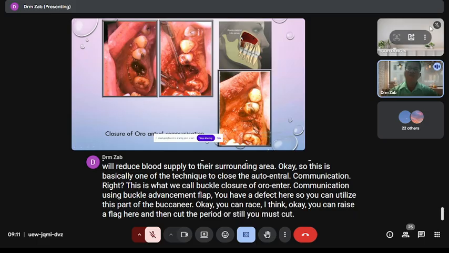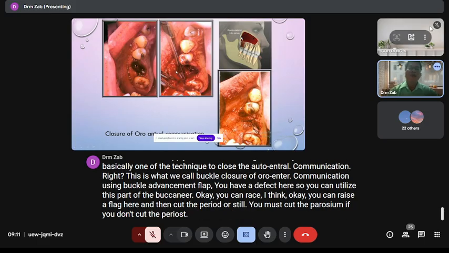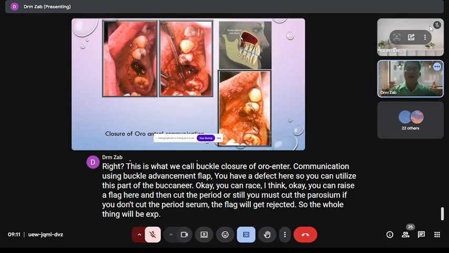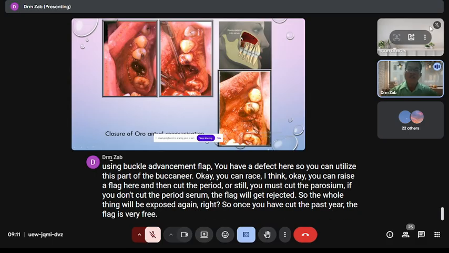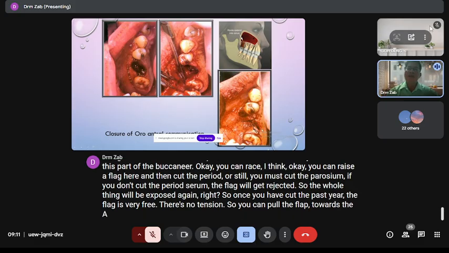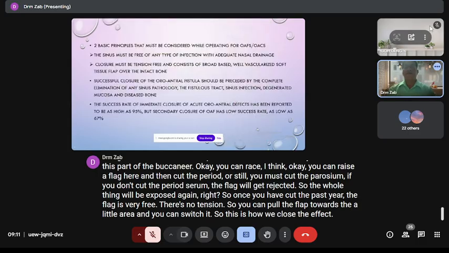You must cut the periosteum. If you don't cut the periosteum, the flap will get retracted, so the whole thing will be exposed again, right? Once you have cut the periosteum, the flap is very free, there is no tension, so you can pull the flap towards the palatal area and you can suture. So this is how we close the defect.